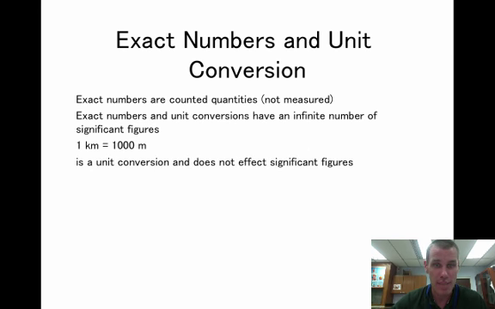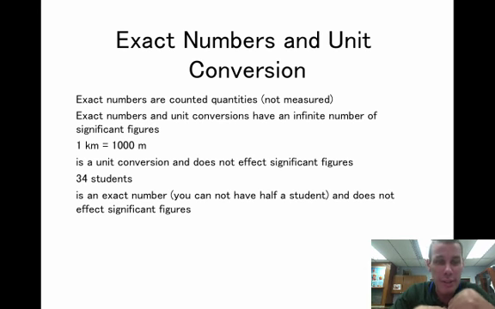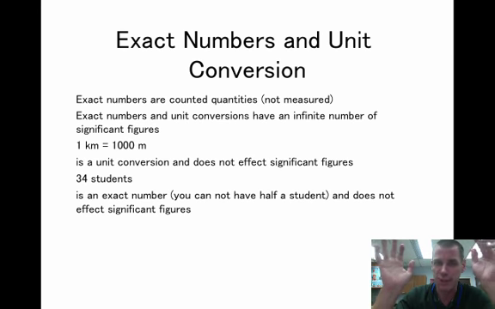So there we go. There's the example there. 1 kilometer is 1,000 meters. My other example, 34 students, is an exact number. You can't have half a student, despite what I might joke about in class. And so therefore, because it's a counted quantity, it's 34.000 forever.